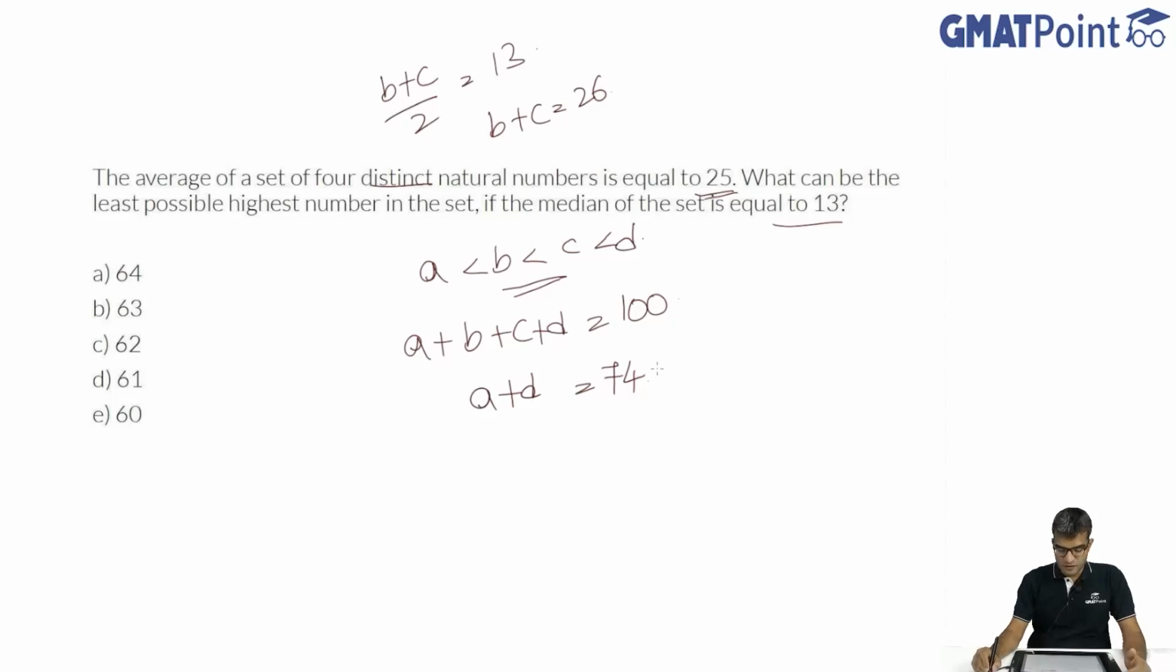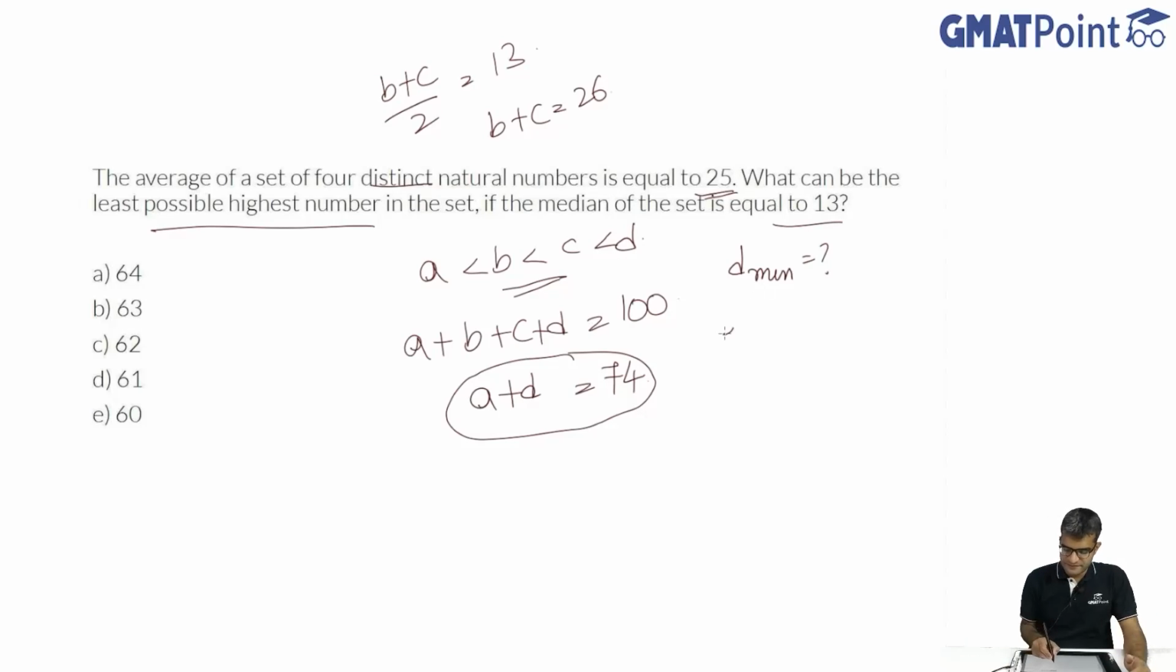Now what are we looking to do? We are looking to find out the least possible value of the highest number in the set. That is, what is the minimum value of D? We know that A plus D is equal to 74. So to minimize D, we will have to maximize A. What is the maximum value of A? We know that A plus D is 74. So can the value of A be equal to 73 or 74? This is not possible. Why is this not possible?